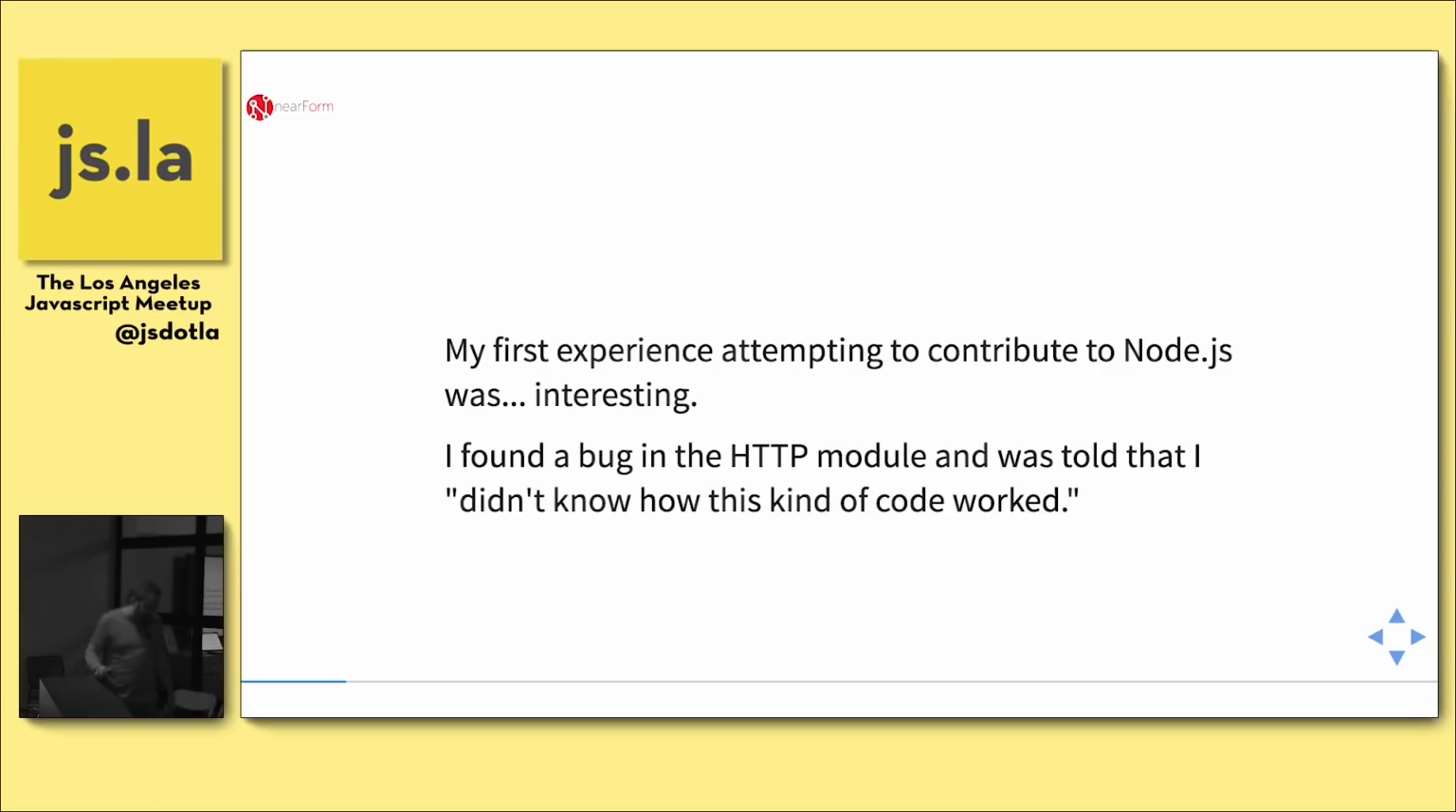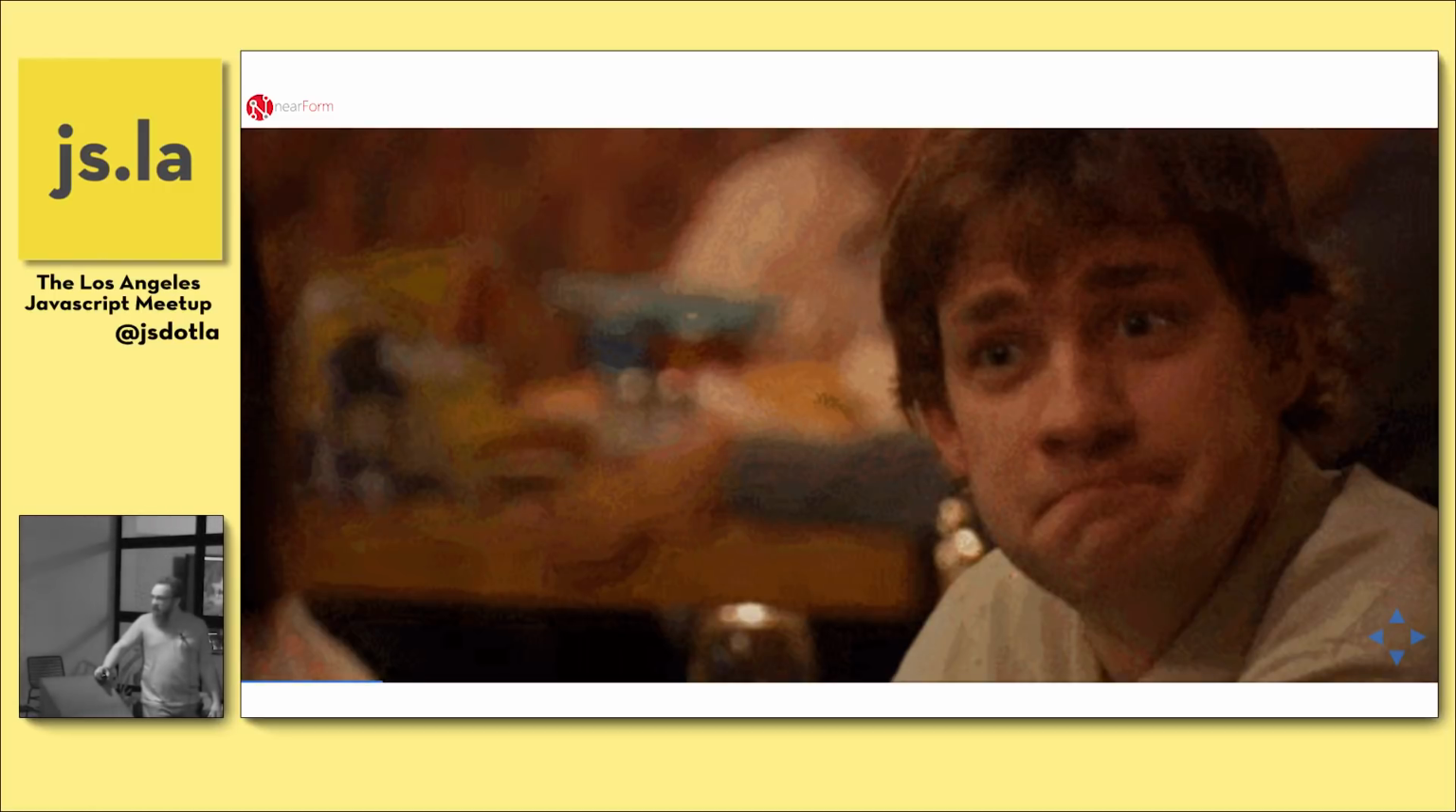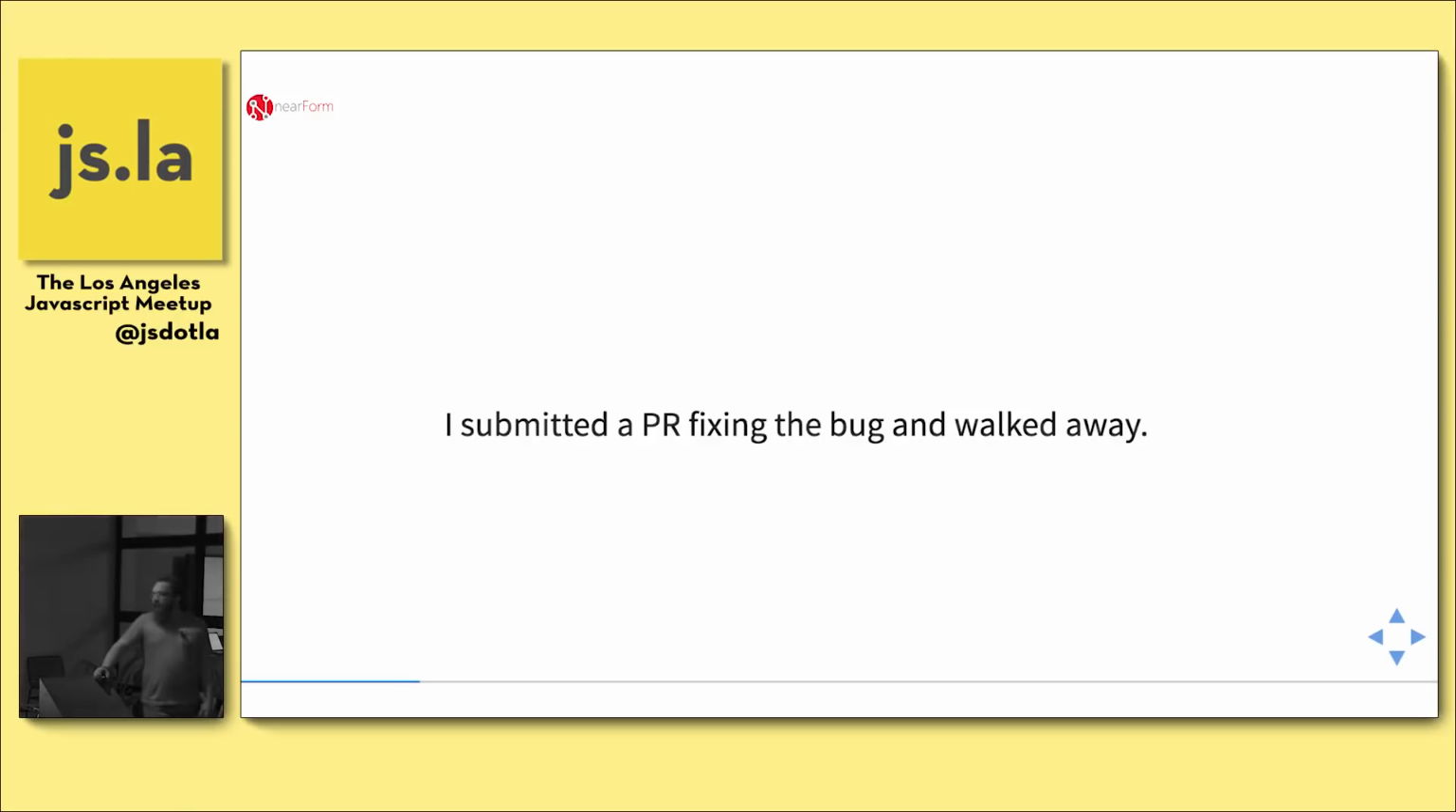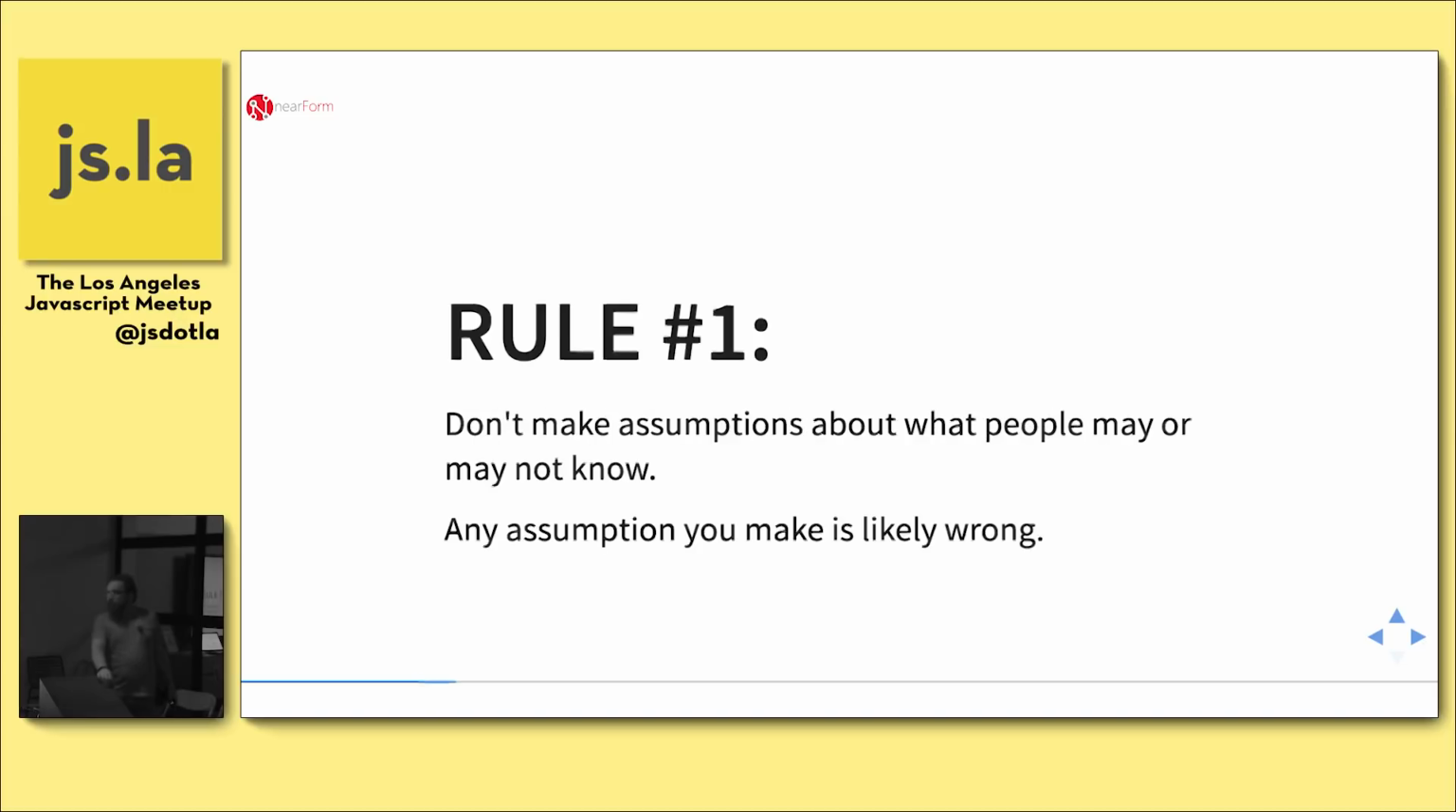And I was told when I reported it that I didn't know how this kind of code worked. It wasn't exactly a great first experience working with a brand new open source project to be told that something that I had had years of experience working in, I didn't know how it worked, right? So I submitted a PR, walked away from the project, didn't want anything to do with it, right? I was done. Back then there were some community issues, right?